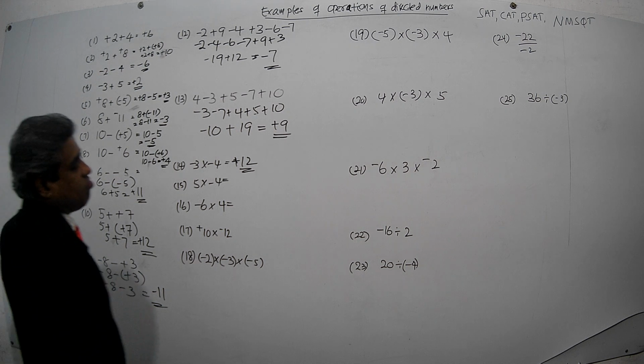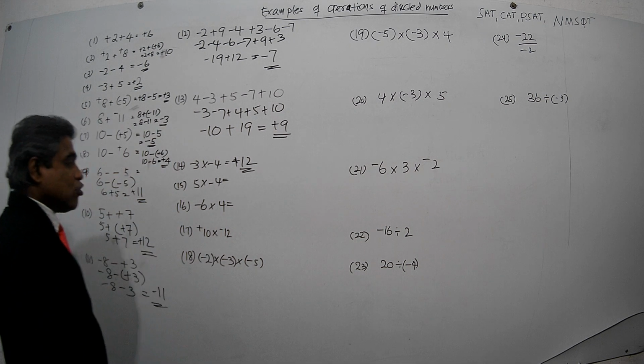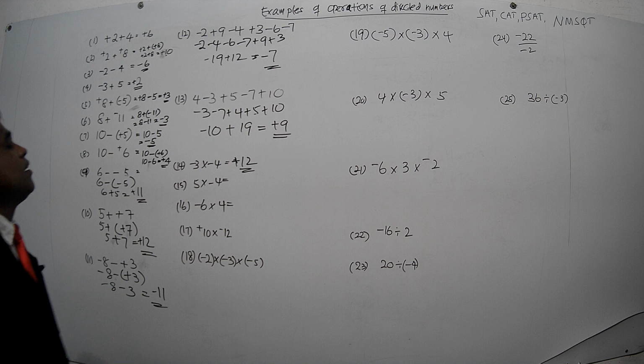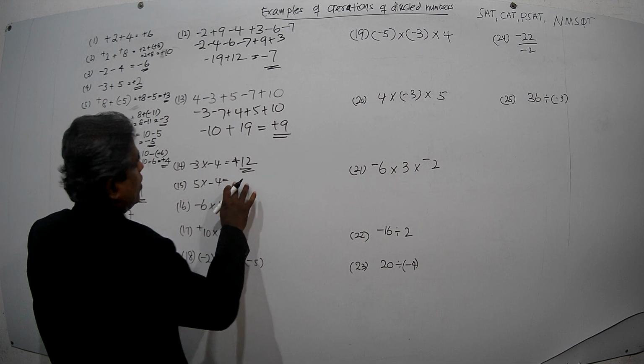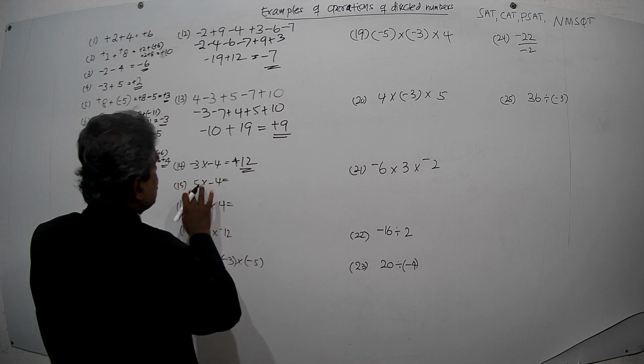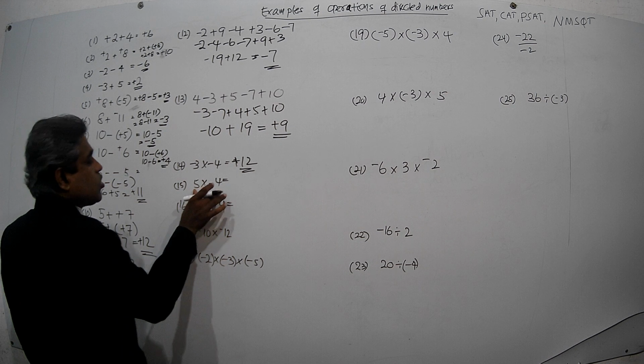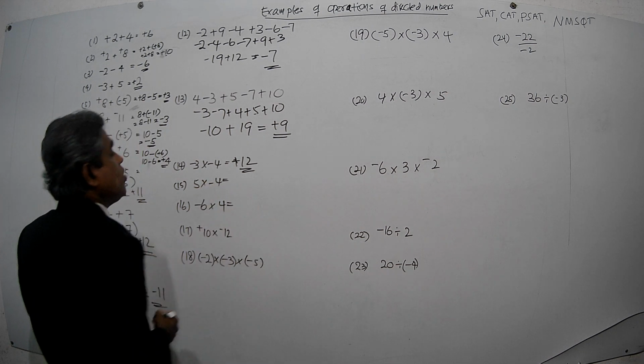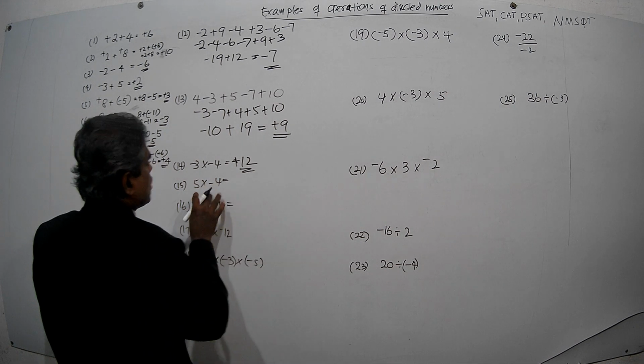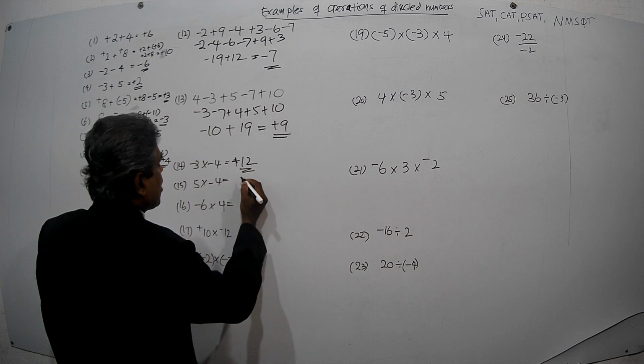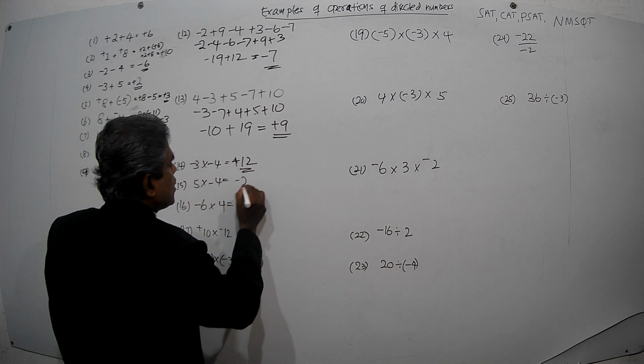Then you get the next one, 5 into minus 4. When two numbers of different signs are multiplied, the answer is always negative. Here there is a positive number and a negative number, two numbers of different signs. You multiply 4 times 5, 20, and the signs are different, one positive, one negative. Therefore the sign is negative.